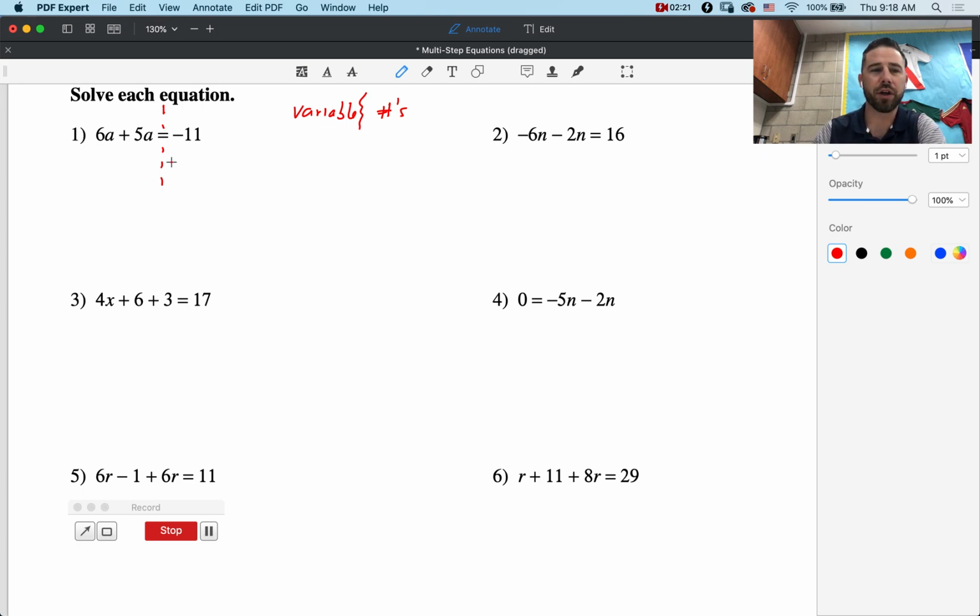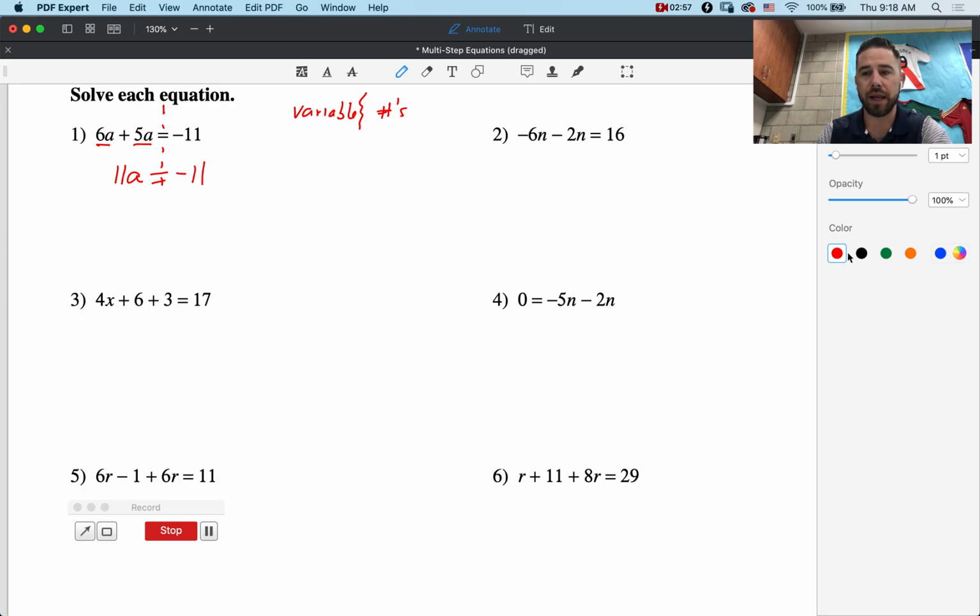Now, remember earlier, the week before, we did combining like terms. That's a skill that you're going to utilize here, because you're saying, okay, we have A's and we have A's. We need to combine those like terms. We have positive 6 A's and positive 5 A's. Well, 6 A's and 5 A's, like 6 apples and 5 apples, are 11 apples. Then we have our equal sign, and we have our -11.